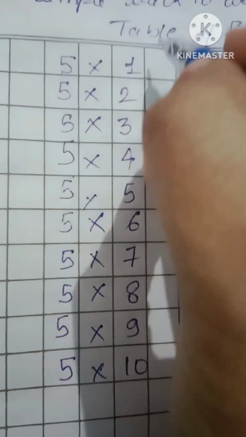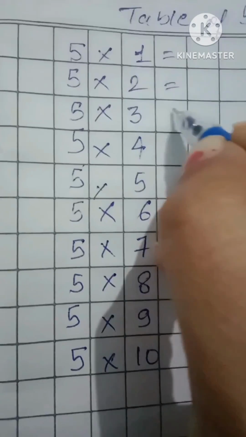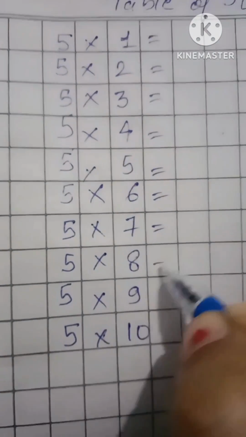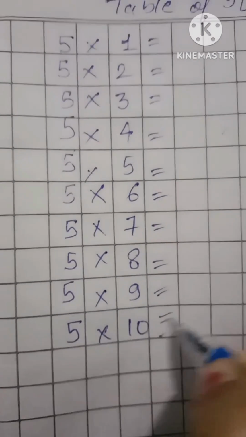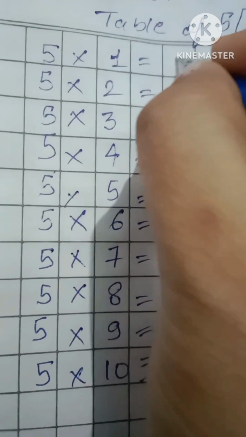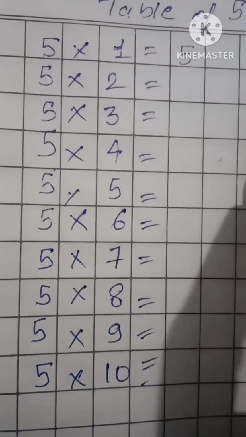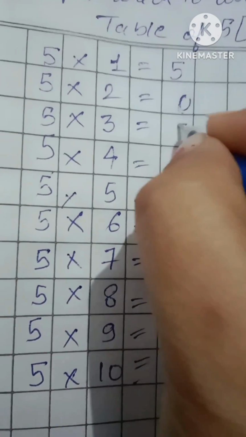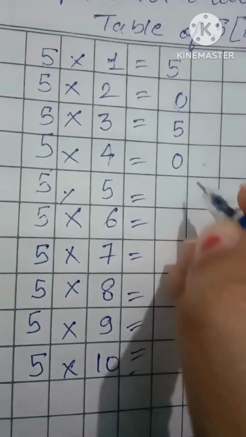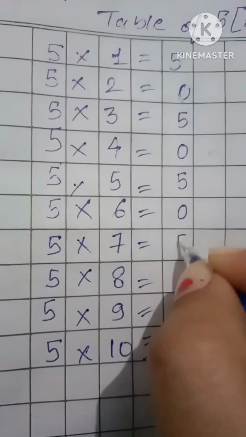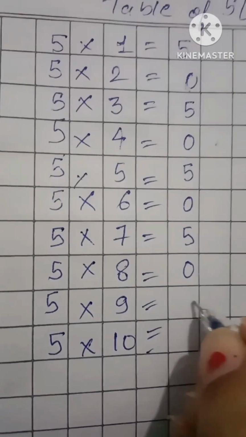In this I will tell you how you can make your child easily learn and write the table of 5. Okay, firstly we will write 5, then 0. Same sequence we will follow in all. Then again 5, then 0, then 5, then 0, again 5, again 0, again 5, again 0.